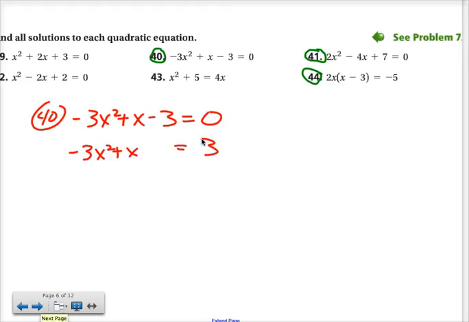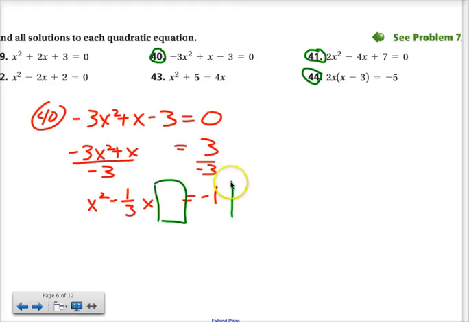Move that negative 3 out of the way. It wasn't helpful over there anyway. And then go ahead and divide both sides by negative 3. So we'll have x squared minus 1/3 x equals negative 1. And now we have to go ahead and complete the square. And I'm going to put my box in there so I don't forget to do that to both sides.